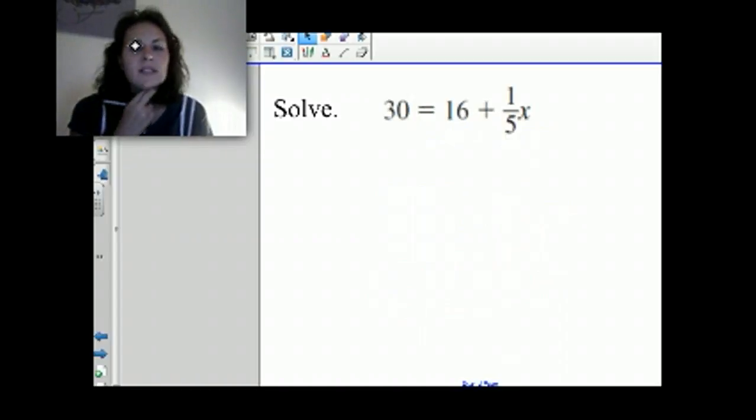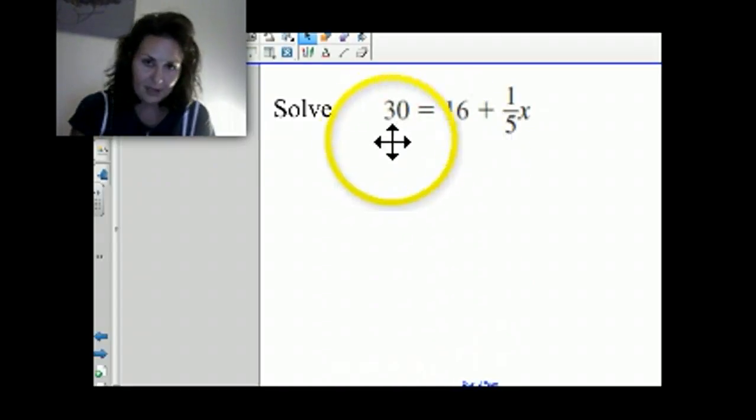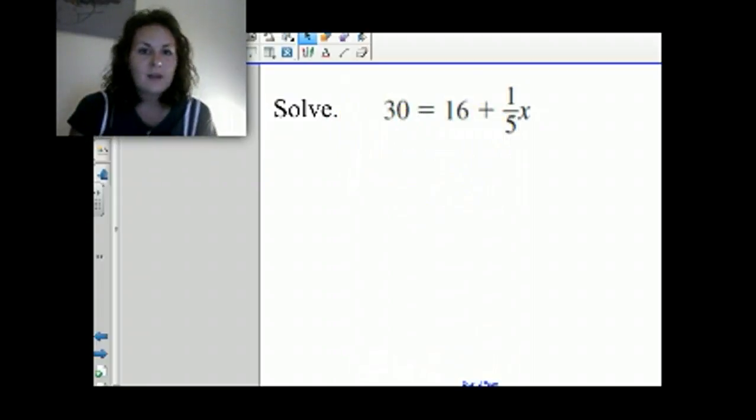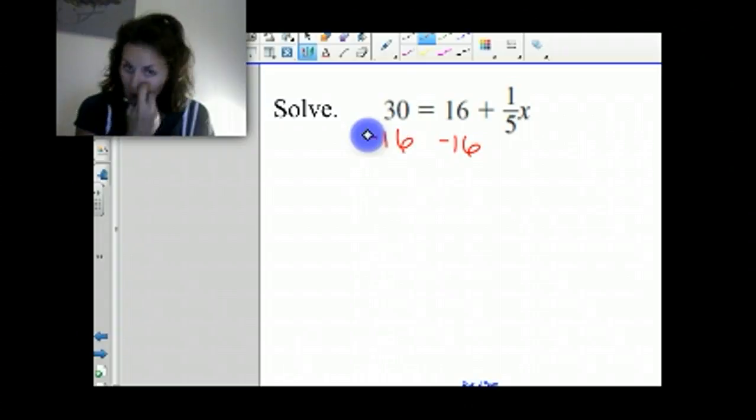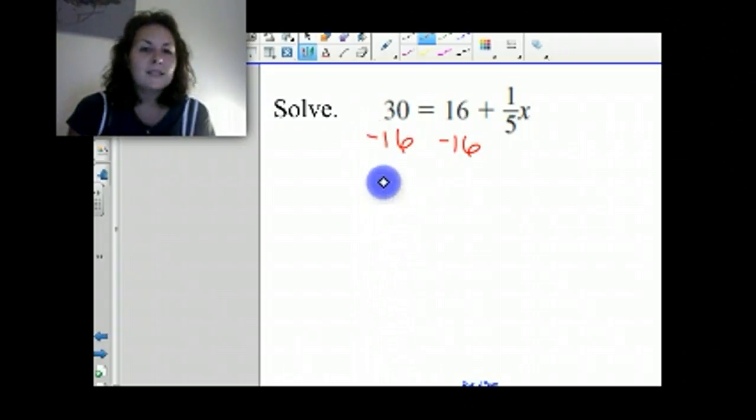30 equals 16 plus 1/5 x. I'm going to start by subtracting 16 from both sides. 30 minus 16 is 14. Gives me 1/5 x.